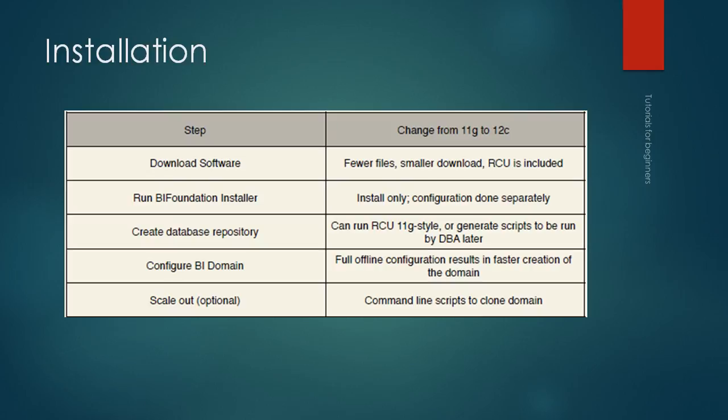Well, it is the same, there have not been many changes. Generate scripts to be run by the DBA later, both are similar. And in the domain, it's a full offline configuration, which results in faster connection to the domain. And for scale out, they have introduced some command line scripts to clone the entire domain. This is not very clear as of now. We'll see it in later classes.